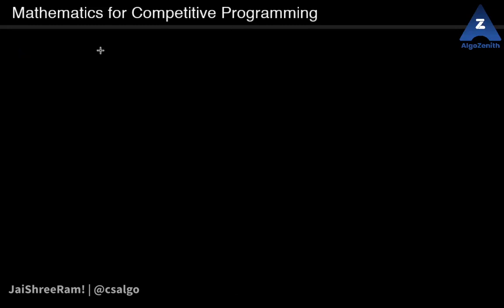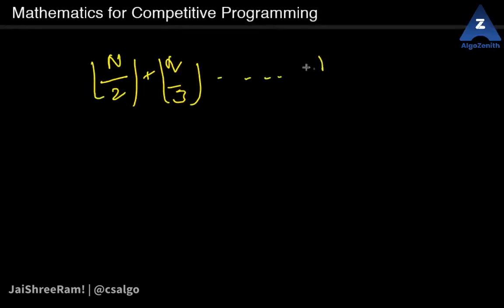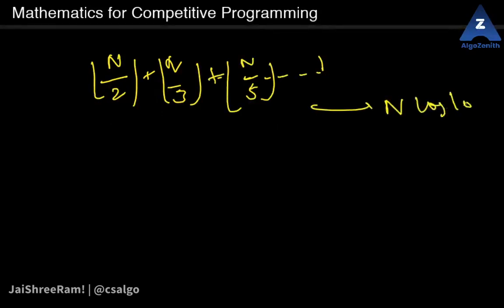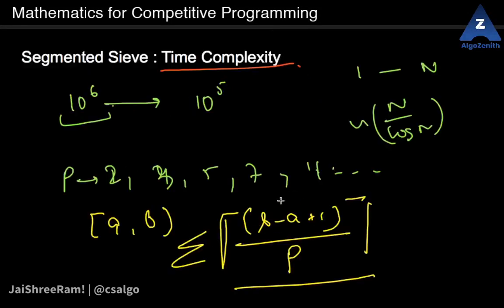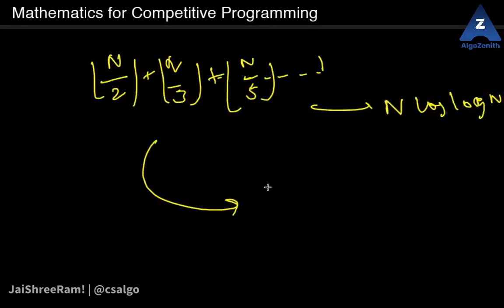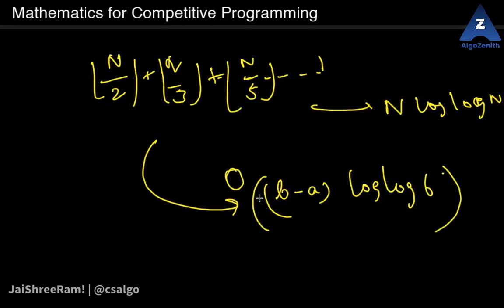Now if you remember how we did the time complexity analysis for the normal sieve, we had n by 2 plus n by 3 plus n by 5 and so on, where these were all primes, and this was nothing but n log of log n, right. We don't go into the proofs, this is quite complicated. However, even in this particular expression we have instead of n this b minus a. So the time complexity for this becomes b minus a times log of log b. This is the final complexity for the segmented sieve.